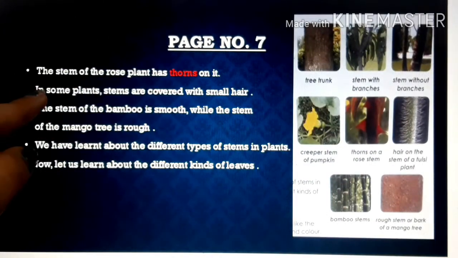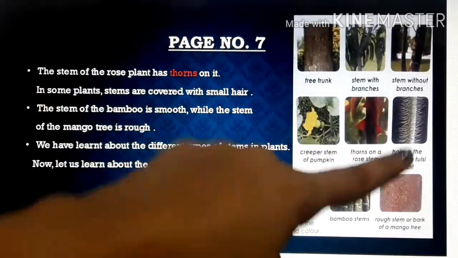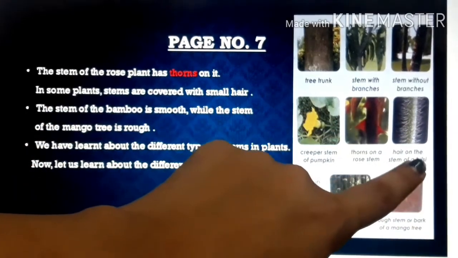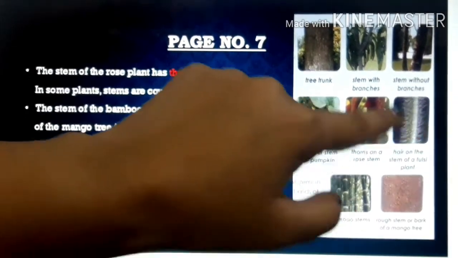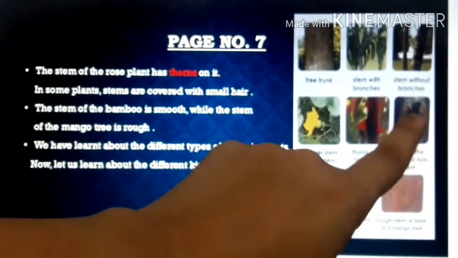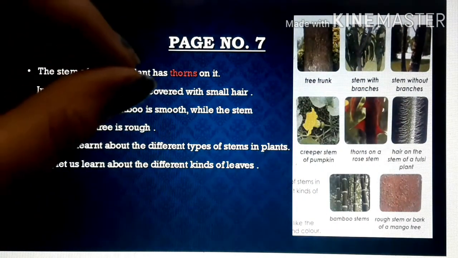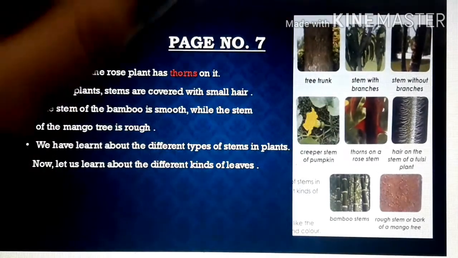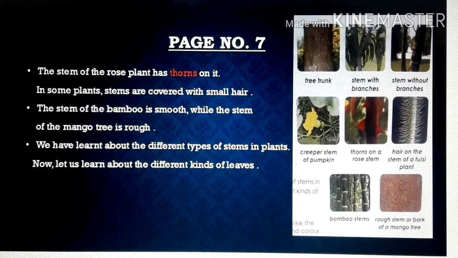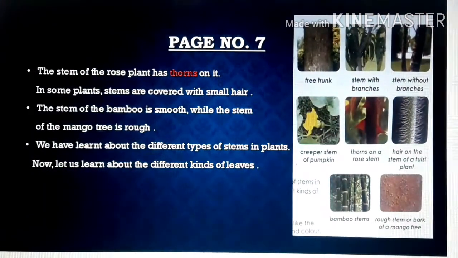Is it clear? In some plants, stems are covered with small hair. Now you can see this stem, hair on the stem of a tulsi plant. Now children, you can see here white color. Can you see something of white color? This is what? This is hair. And if there is a tulsi plant in your house, children, just go and check whether there is hair on the stem of the tulsi plant or not. You will see hair on the stem of the tulsi plant. Okay.